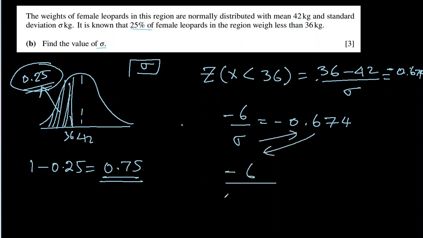It becomes minus 6 over minus 0.674 equal to sigma. Negative and negative cancel, and 6 divided by 0.674 we'll find through our calculator.